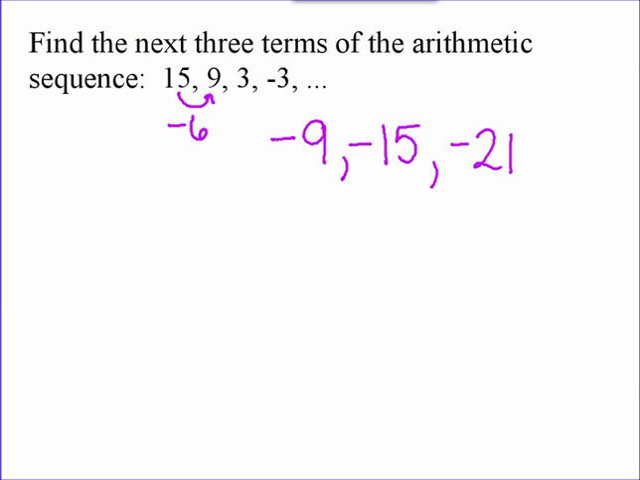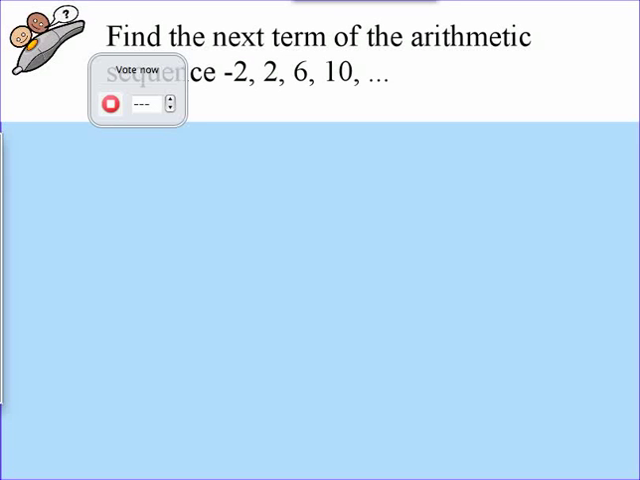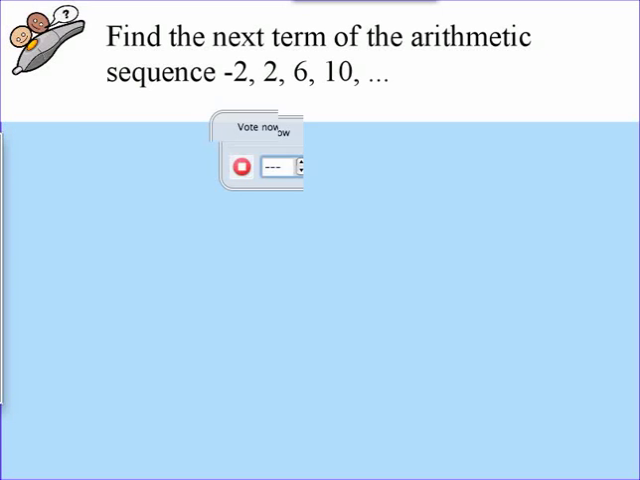Now on this next one, what I did, instead of finding the next three, well, okay, we'll see if this works. Okay, there we go. Finally got to move that out of the way. Okay, find the next term in the sequence. I just want you to find the next term, not necessarily the next three.